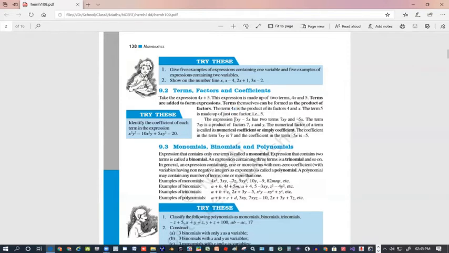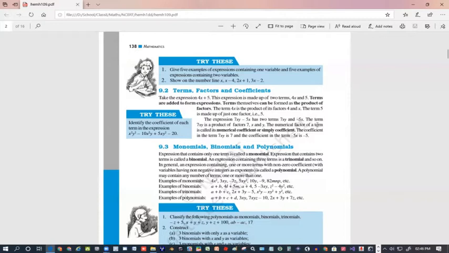The expression 7xy: 7xy is one term because these are products. And 5x is another term. So the expression 7xy minus 5x has two terms, 7xy and minus 5x. So minus separates the terms. Minus 5x is considered as the next term. The term 7xy is a product of factors 7x and y.